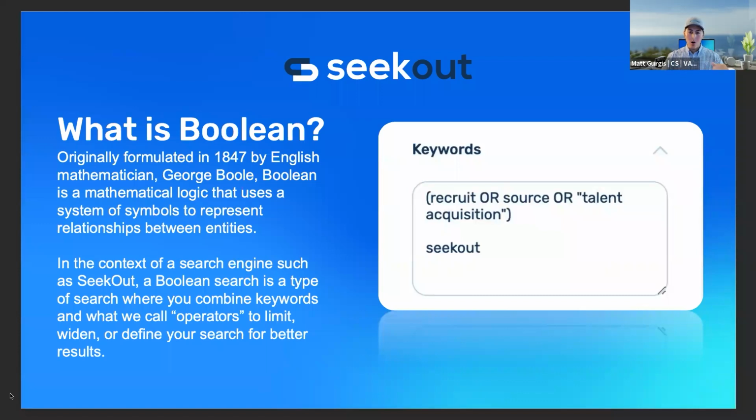It is a way to alter your search, right? And it's using these symbols that connect the keywords or key phrases that are present in a job description or notes from an intake meeting with a recruiter or a hiring manager. It's going to allow you to formulate an effective search based on the job description or based on that intake meeting. So in the context of a search engine, whether it's Google or SeekOut, a Boolean search is a type of search where you combine keywords and what we call operators to limit, widen, or define your search for better results. Now, today we're going to be talking a little bit about what those operators are.